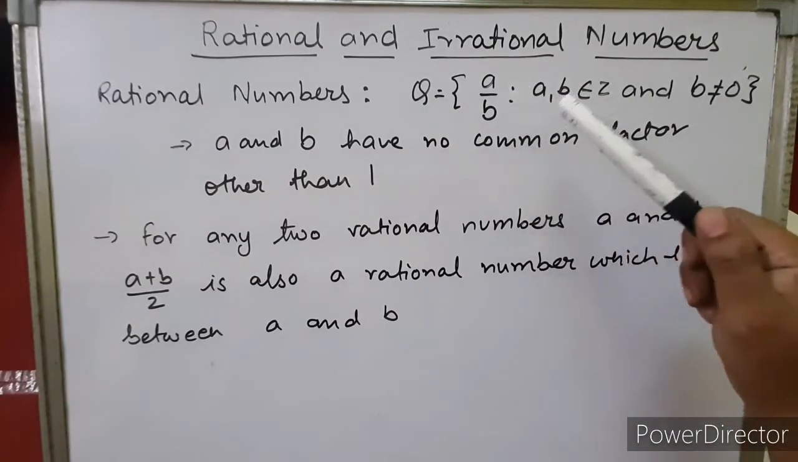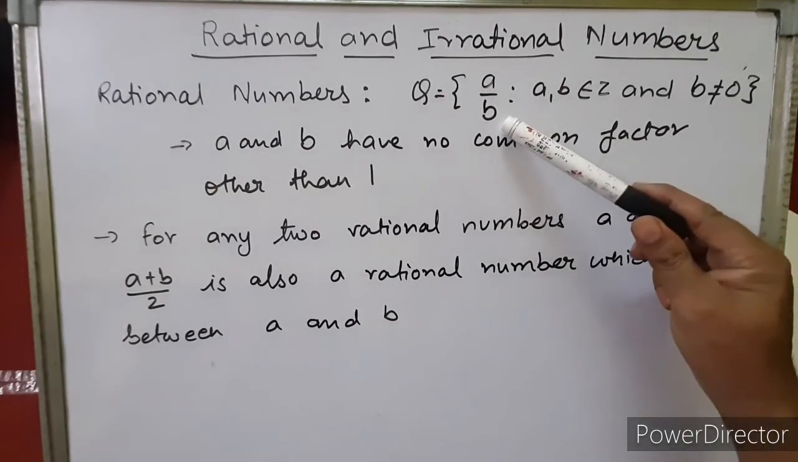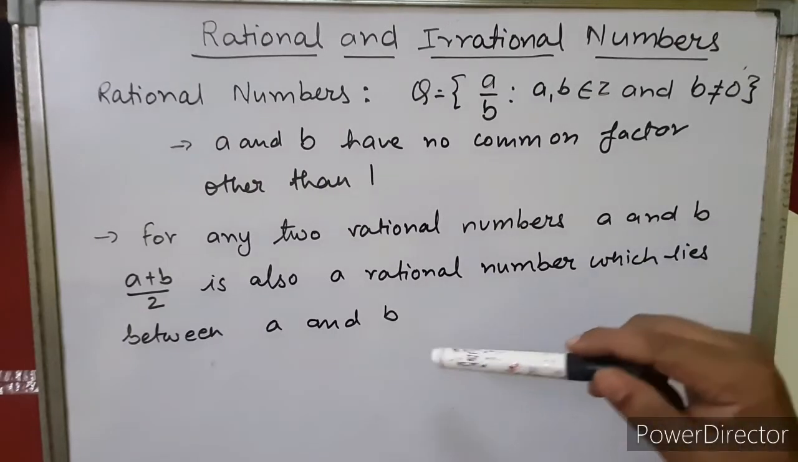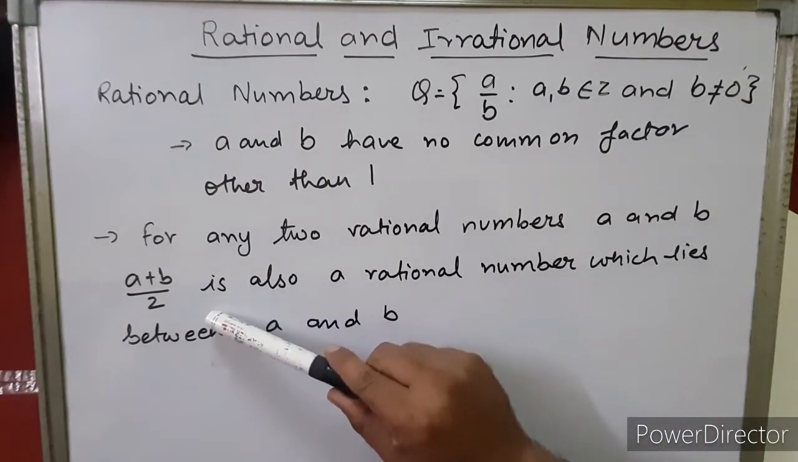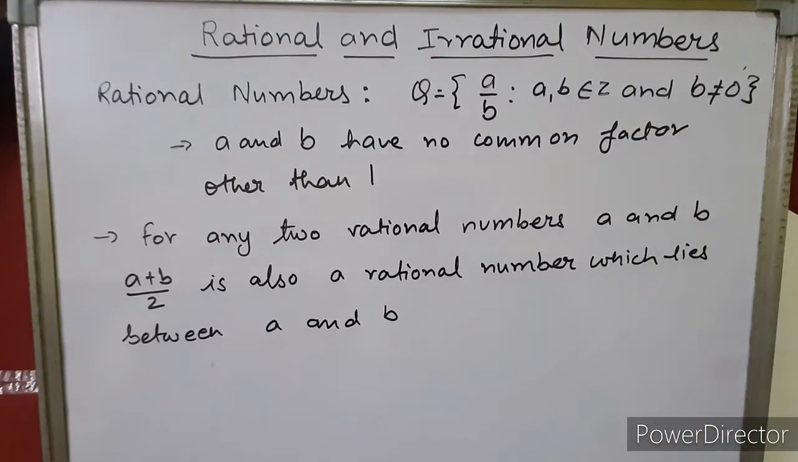Then whatever number is written in A upon B form, where A and B are integers, will be a rational number. There is one more point: A and B have no common factor other than 1. That means this fraction must be in its simplest form. And if we have to insert a rational number between two given rational numbers A and B, the rational number in between will be A plus B by 2. So A plus B by 2 is the rational number which lies between A and B. Note down these points please.